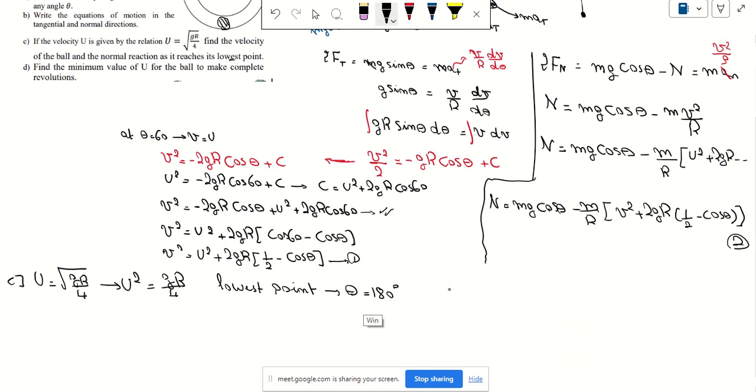So again I now know the theta, so from equation 1 you will find that v squared, which is the one we need, is equal to u squared. U squared is gr over 4, plus 2gr times half minus cosine 180, which is equal to 13 over 4 gr.